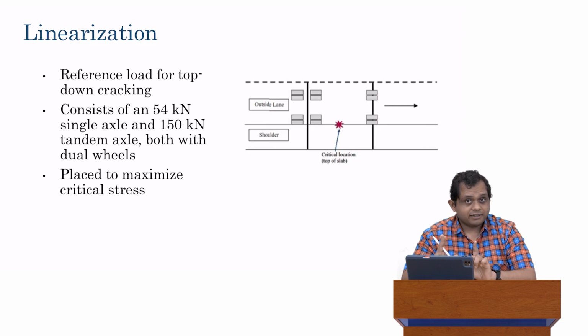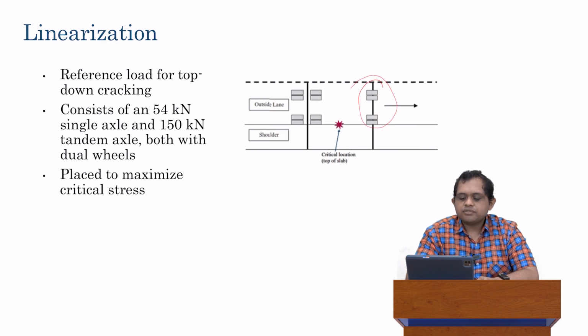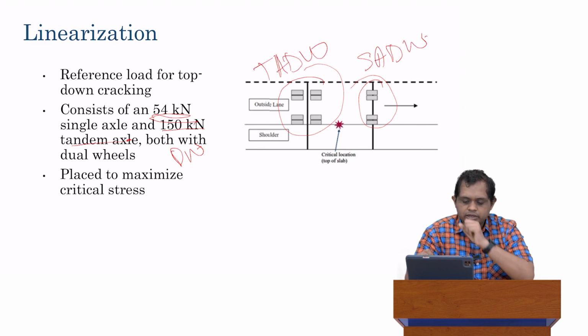So that's the reference traffic. It's just one axle, by the way. It's the reference traffic for bottom up cracking. Now if you look at top down cracking, the reference condition consists of three axles. It consists of a single axle, which is 54 kilonewtons, and a tandem axle, which is 150 kilonewtons. Both of them are dual wheel. So over here we have a single axle dual wheel, and we have a tandem axle dual wheel.